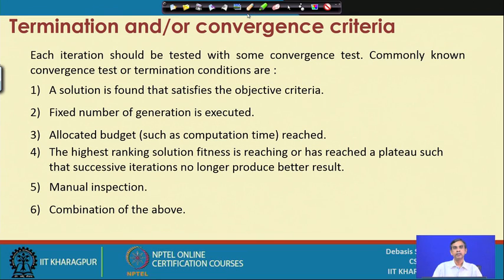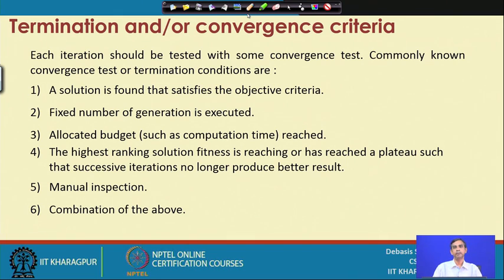Another criteria is that sometimes we have to find the best solution in terms of the ranking of the fitness. If we find one highest ranking fitness solution that has persisted after a successful number of iterations, say after 10 consecutive iterations we are getting the highest ranking solution all the time, this means that we have already come to a global optima, and then we can stop the search there. So, this is one criteria.